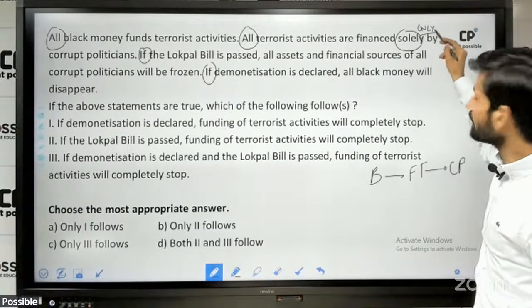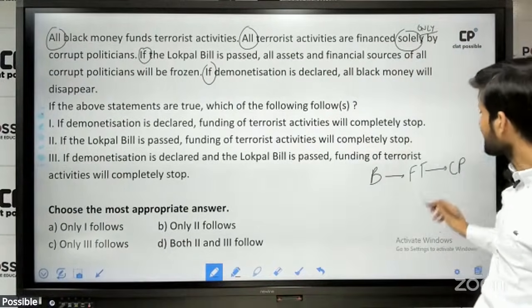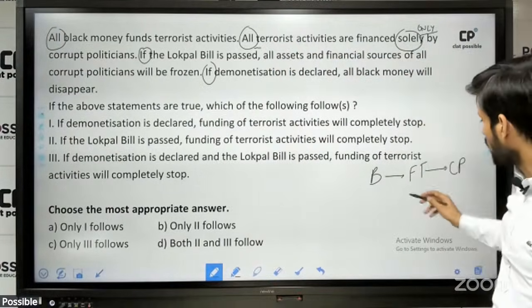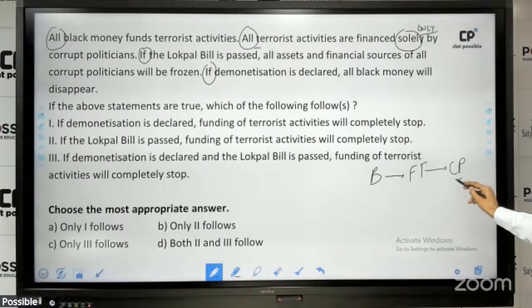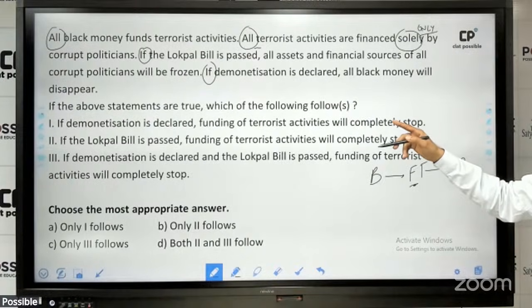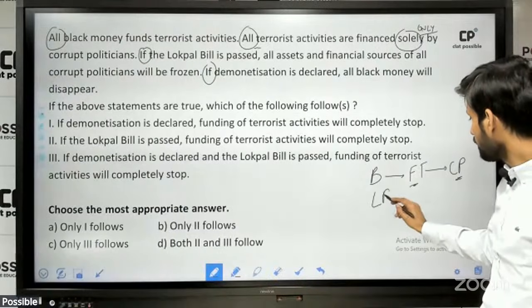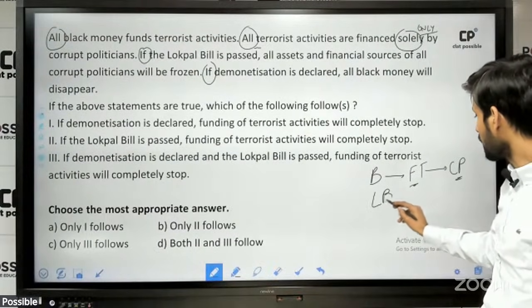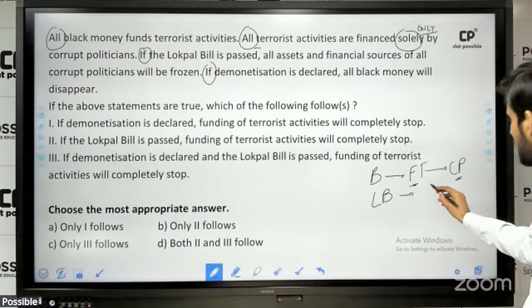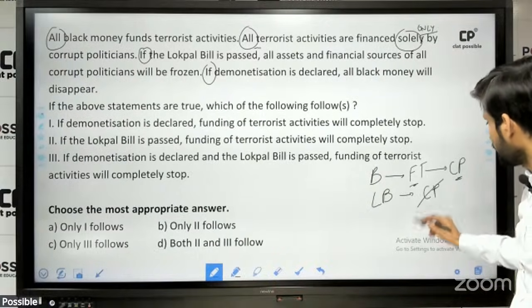ठीक है, conditional में solely only. तो only is necessary, but we already know कि all से ही ये necessary हो जा रहा है, right? So it's okay. So the corrupt politicians part is necessary for funding of terrorist activities. Okay. Now, if Lokpal bill is passed, what will happen? All assets and financial sources of all corrupt politicians will be frozen. So basically, financing by corrupt politicians will not happen, right?